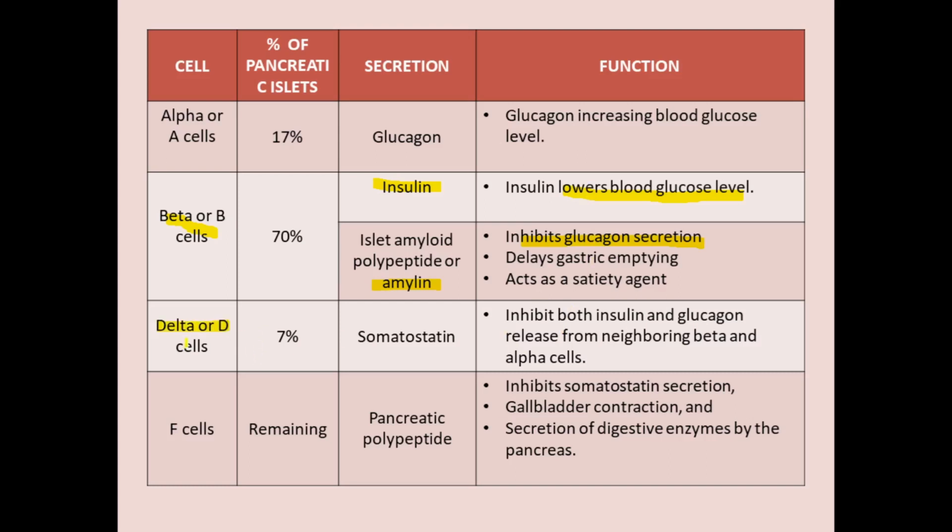Next one is delta cell or D cell, which constitutes about 7% and secretes somatostatin. Somatostatin has control over both insulin and glucagon, which are released from the beta and alpha cells. Next one is F cell, which consists of the remaining portion other than alpha, beta and delta cells. It secretes the pancreatic polypeptide. It also has a regulatory role over somatostatin secretion, as well as gallbladder contraction and secretion of digestive enzymes by the pancreas. So all these are the functions carried out by the pancreatic islet hormones.